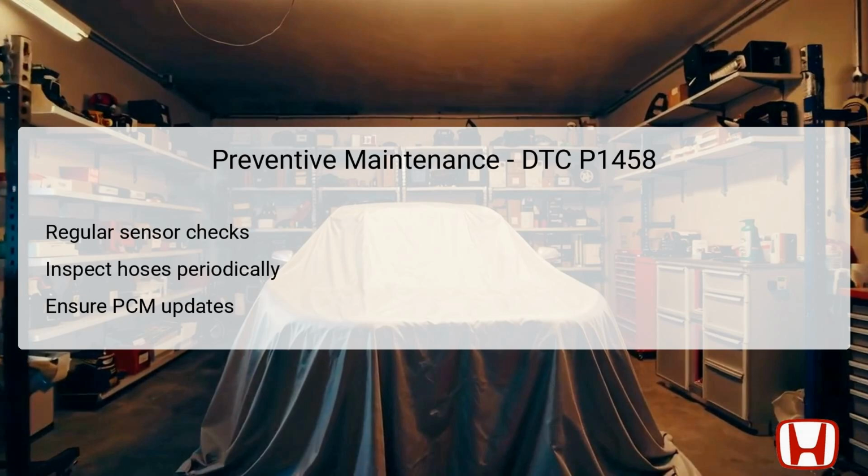Preventive maintenance plays a vital role in diminishing the risk of encountering DTC P1458 in the future. Regular sensor checks should be part of your maintenance routine to ensure that the FTP sensor operates well and that it is correctly calibrated. Additionally, inspect the hoses connected to the FTP system periodically to identify any wear and tear, blockages, or damages that might develop over time. Promptly addressing these issues can prevent larger complications down the line.